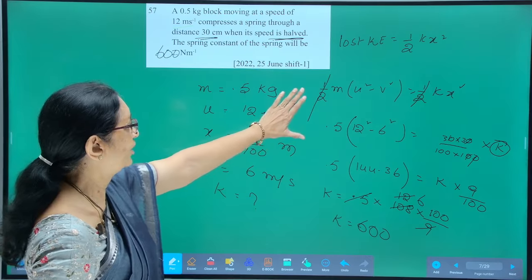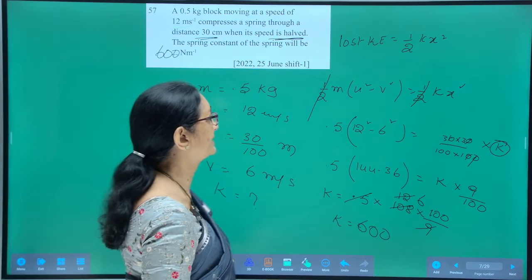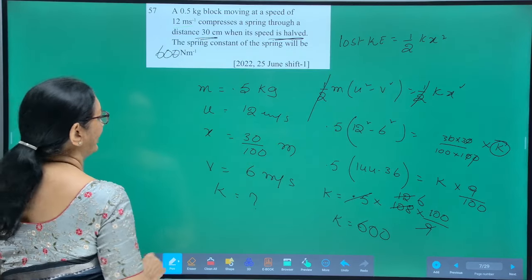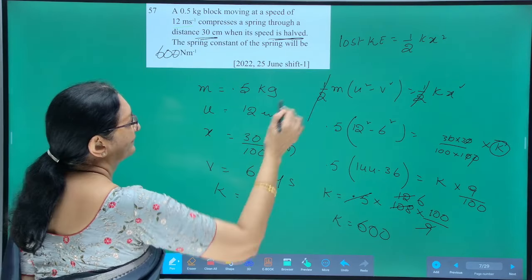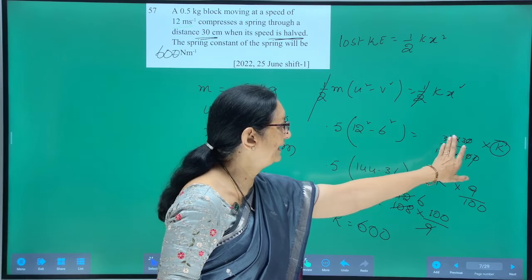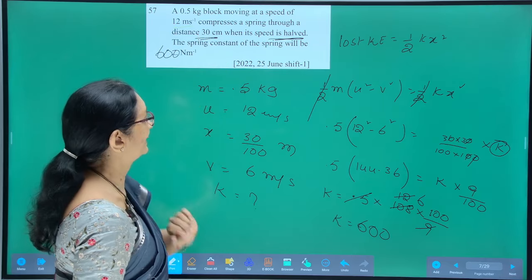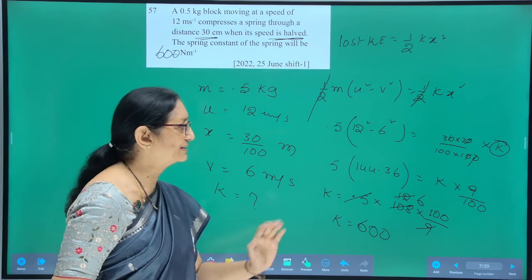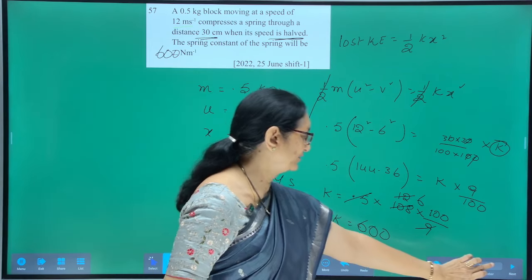So lost kinetic energy is half k x square. So here half gets cancelled. m into u square minus v square is k into x square. x is given as 30 centimeters, converted into meters.